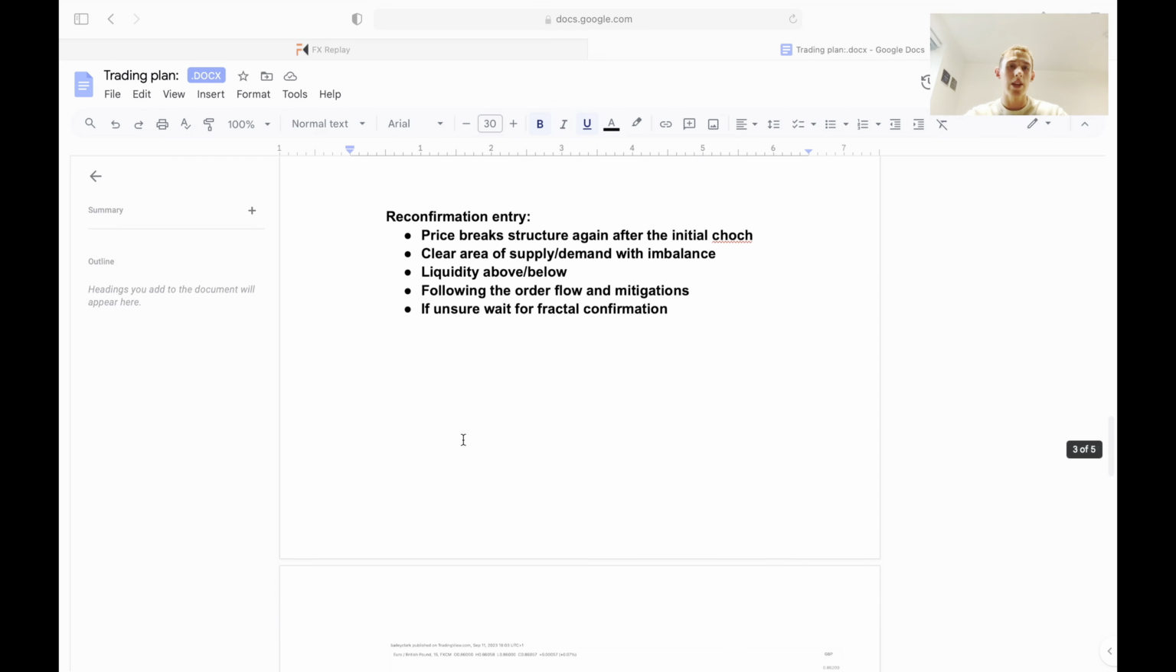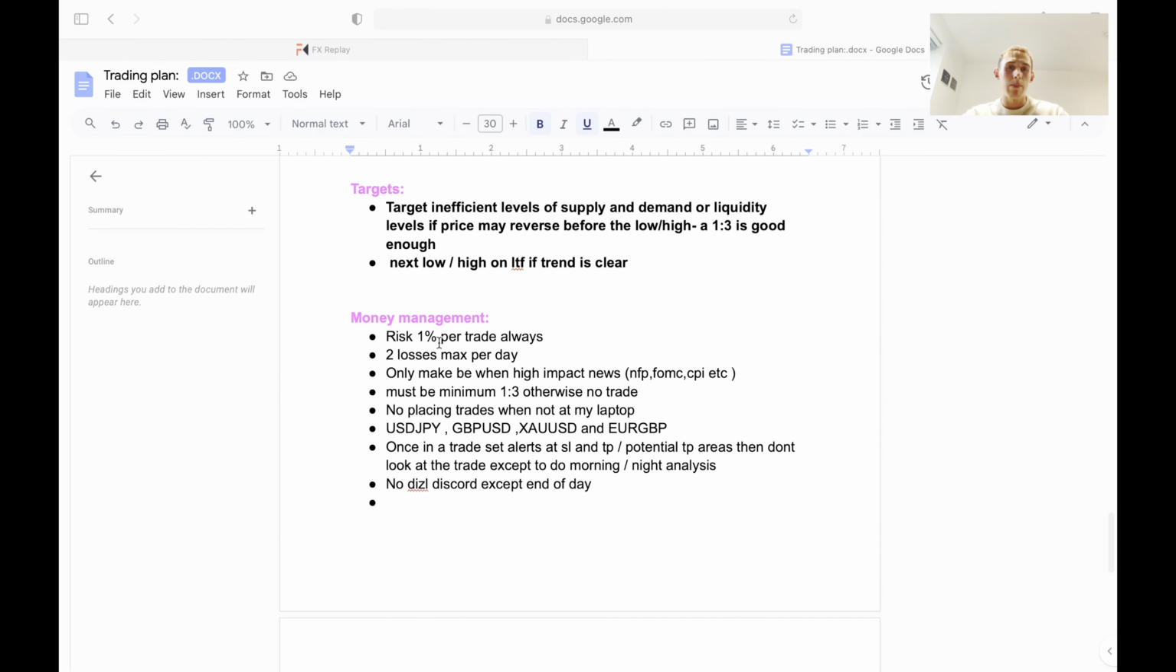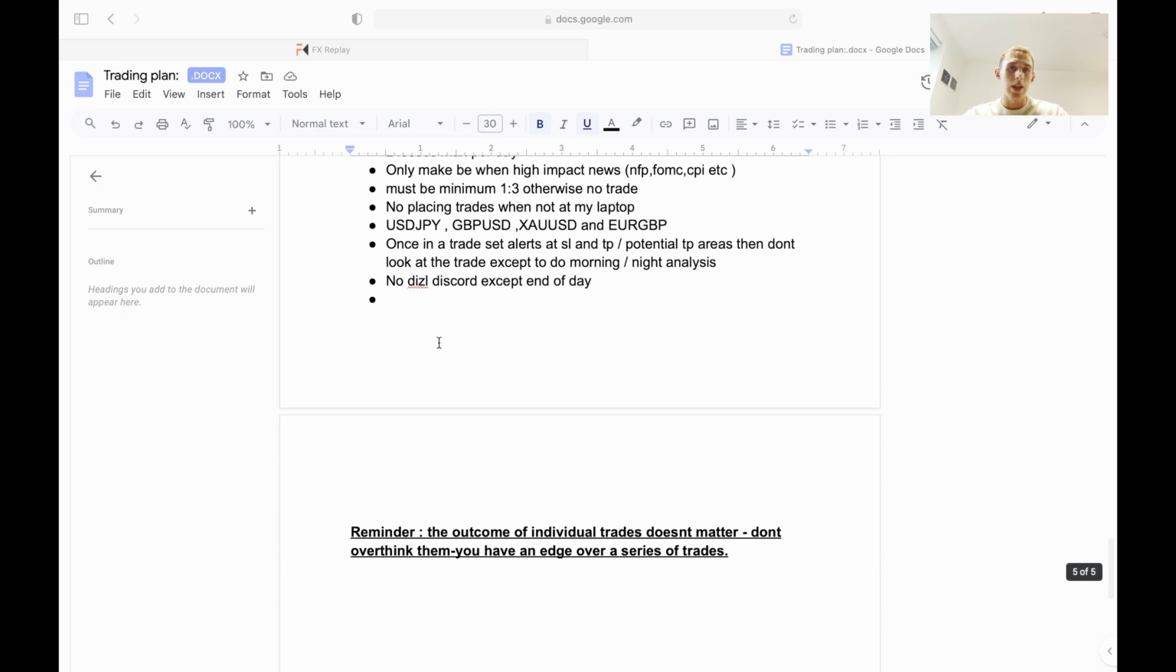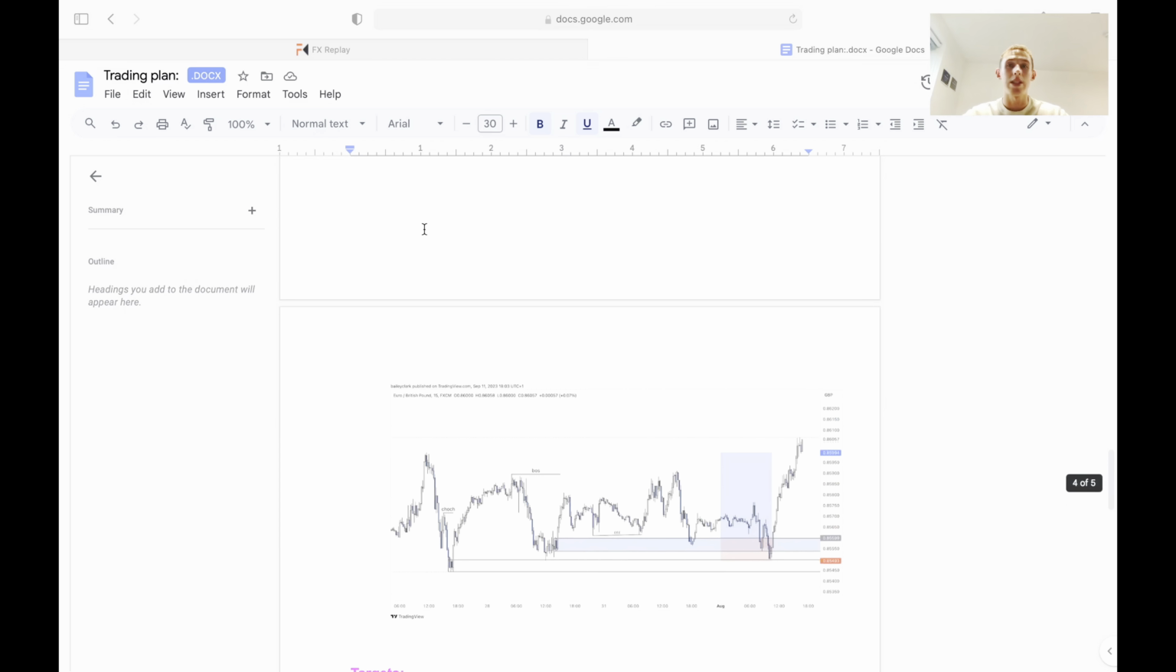We're going to be risking 1% per trade, not making break even for the purpose of the backtesting, and it must be a minimum of a 1 to 3, otherwise we don't take any trades.